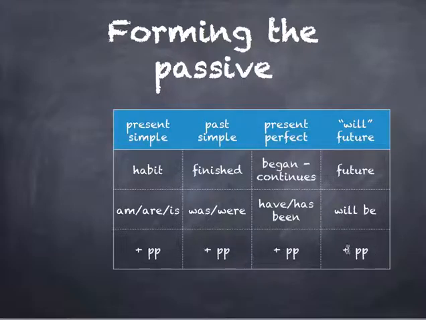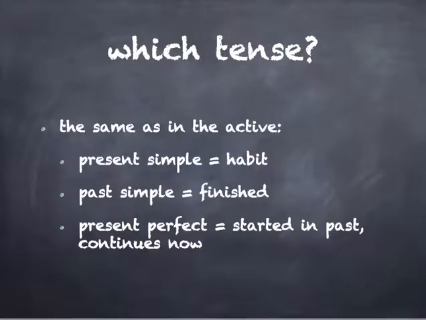And what they all have in common is that they use the past participle. So you have a form of to be here, I am, plus the past participle. Was, past participle. Have been, past participle. Will be, plus the past participle. Okay? But how do you know which tense to use? Quite simply, you use the same tense as in the active sentence.